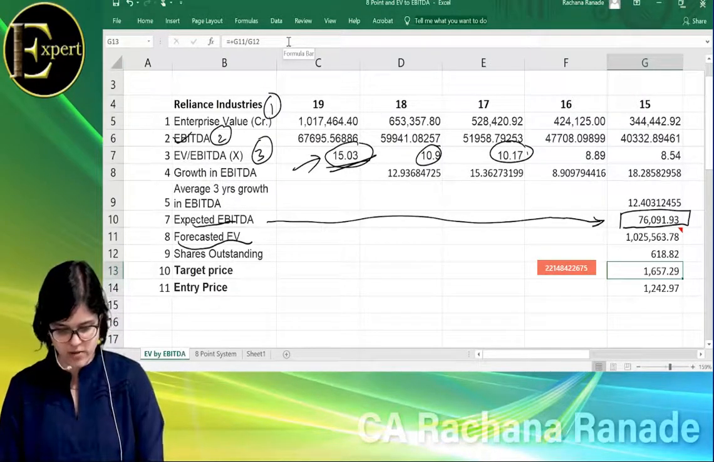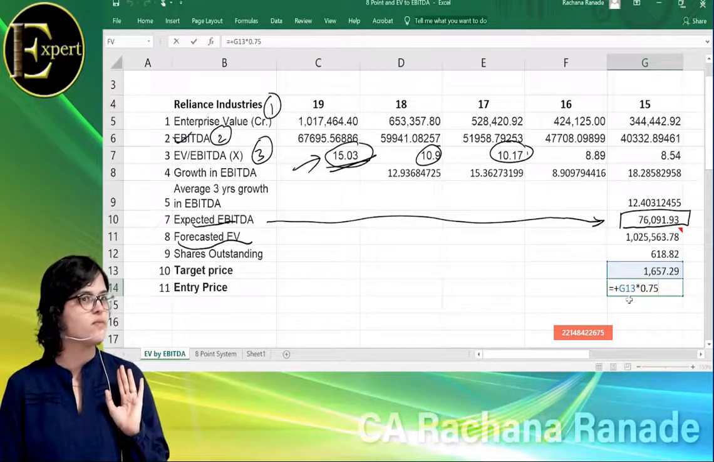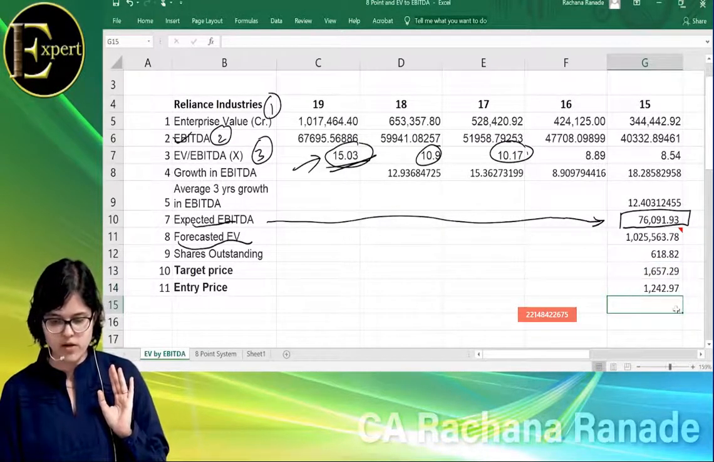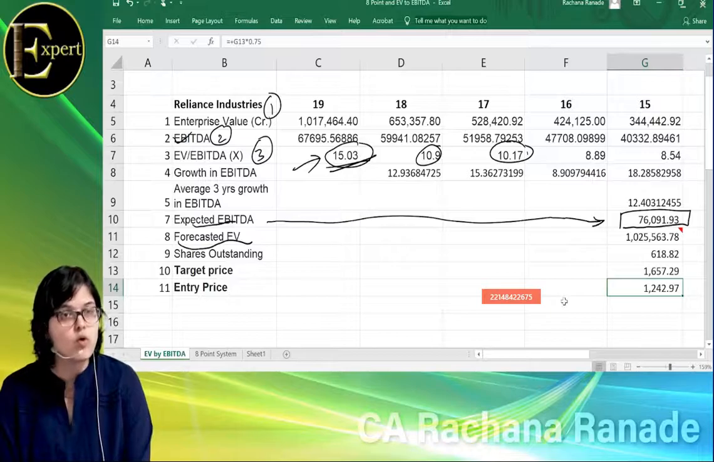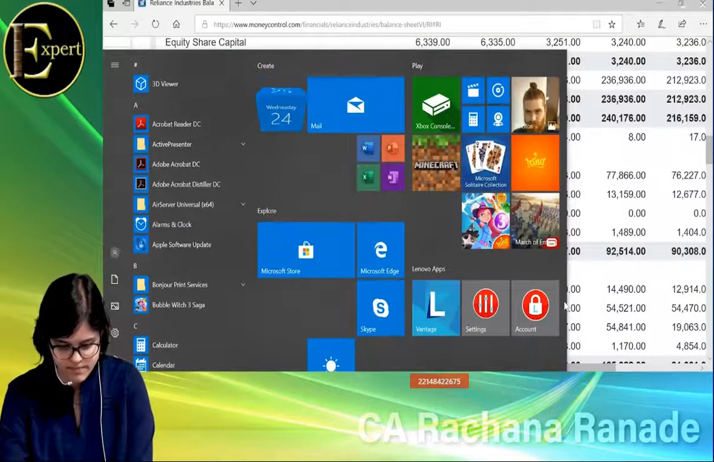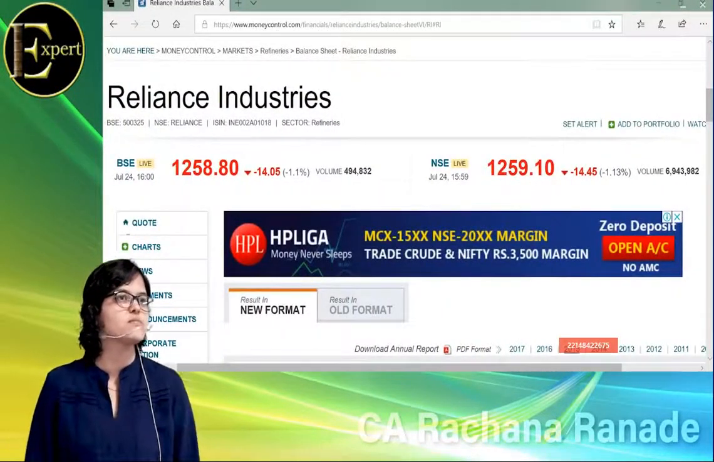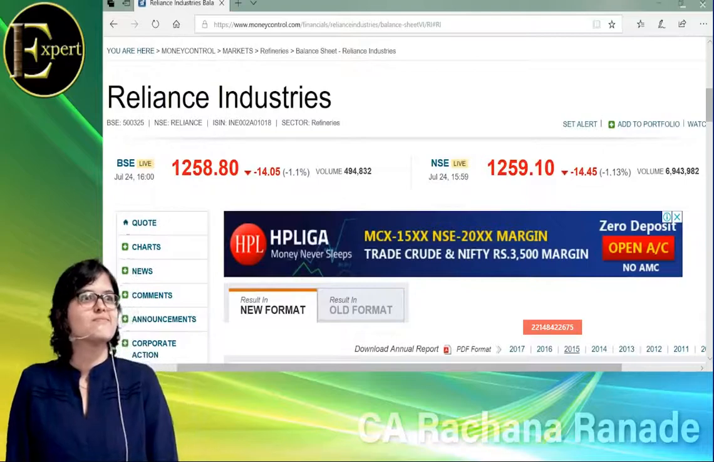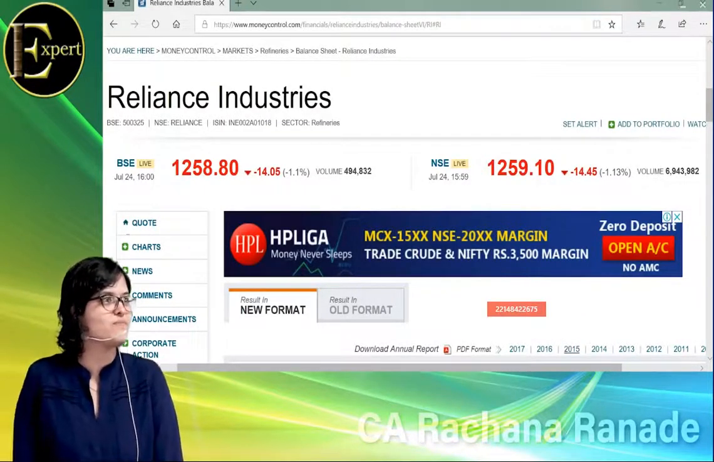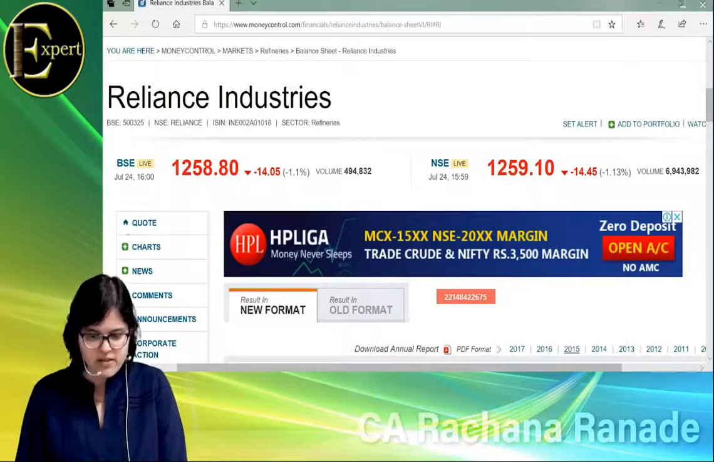So what have I done now? This value multiplied by 0.75. And what is the value I've gotten? 1242. And are we really close to this value right now? 1242, and right now it is at 1259. So we are at a really close value right now. So I believe that this can be a good one.